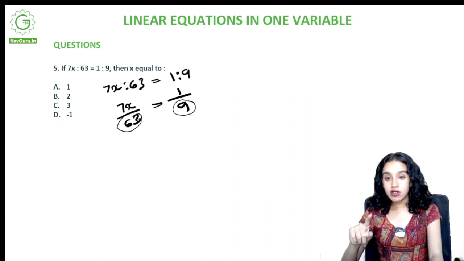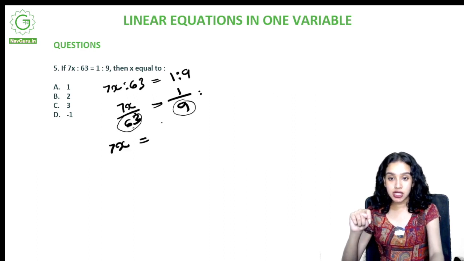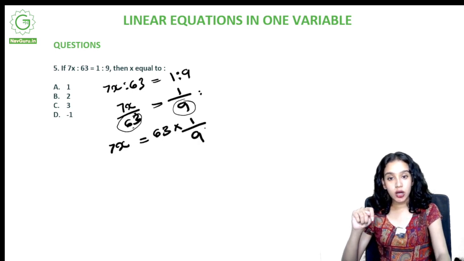So to cancel out the 63 in the denominator, we take the 63 to this side. Here it is divided by 63, so when we take it to this side, it becomes multiplied by 63. So it becomes 63 into 1 by 9, right? How much times 9 is 63? We could cancel this out. It is 7 9s are 63.